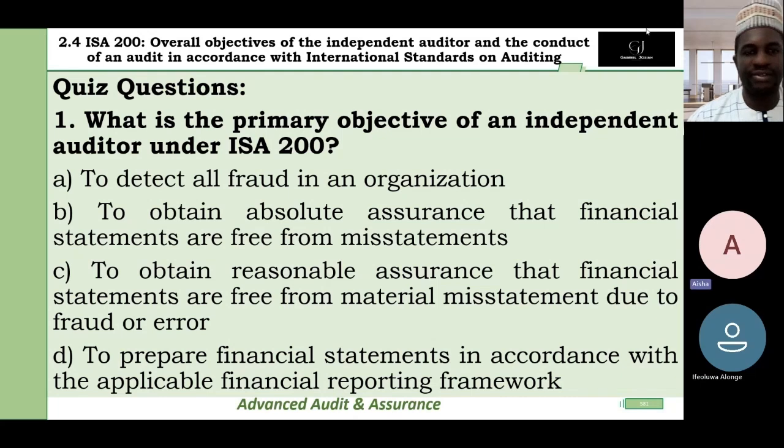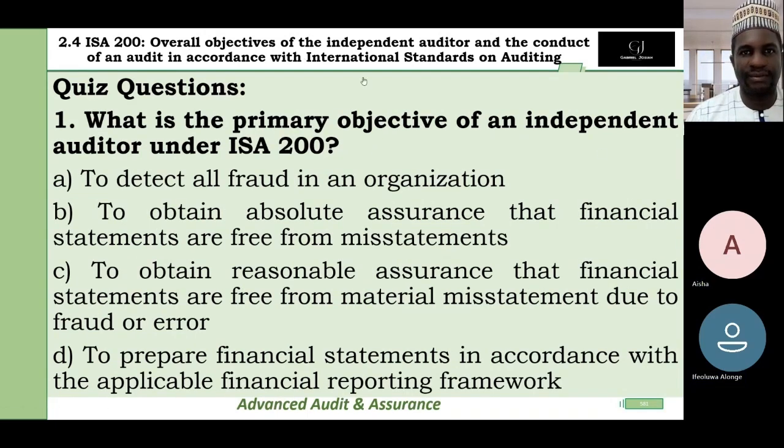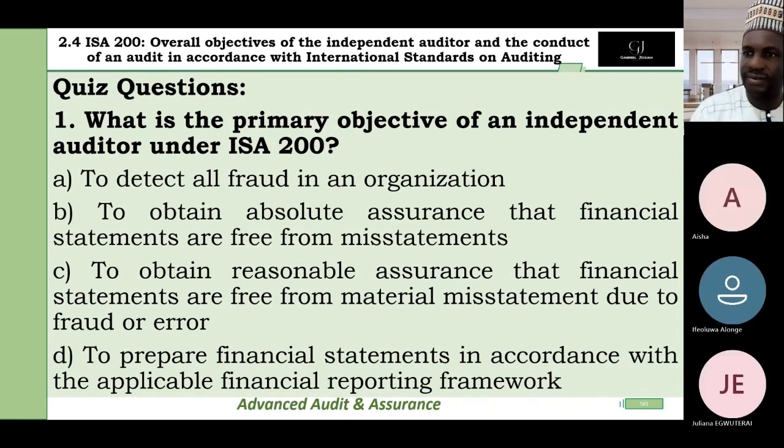So let's go to number 2. If an auditor is unable to obtain reasonable assurance... Sorry, could you please go back, sir? My screen just came up. Sorry. Oh, okay. Jay is back. Her network had a call, so somebody disrupted. Yes, I guessed as much. I noticed it too.